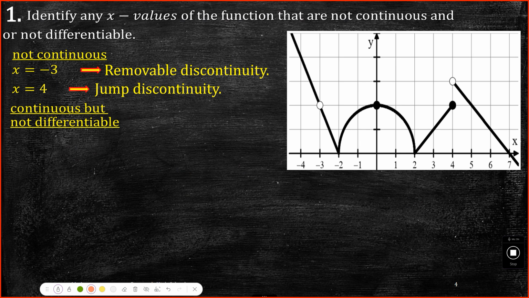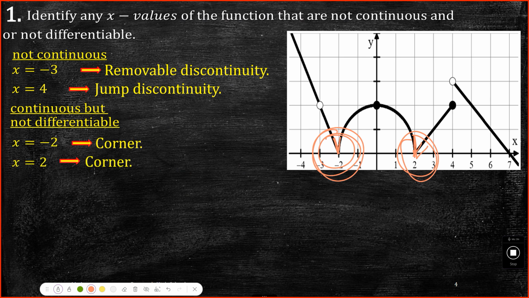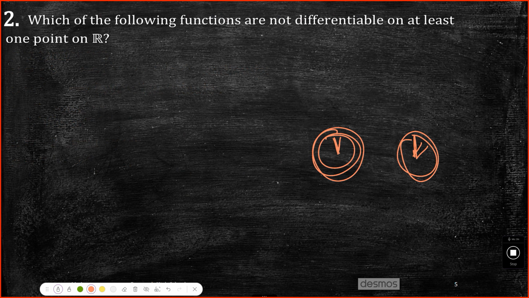Continuous, but it is not differentiable. It would be continuous here. You see that here it's continuous, but not differentiable because it has a corner, and it has a corner here as well. So at x equals -2 and at x equals 2, it has a corner, and it has another corner there. It would be not differentiable because of that.